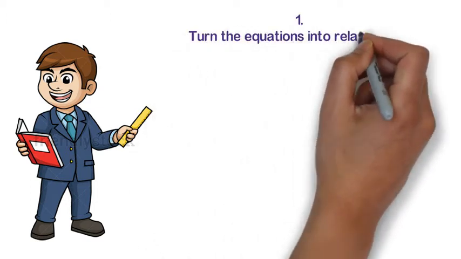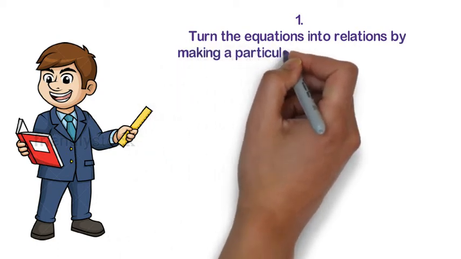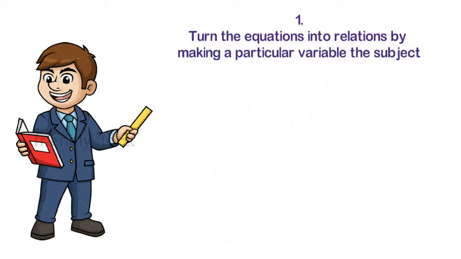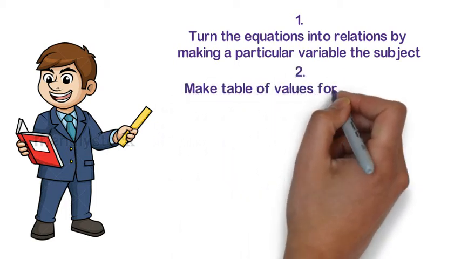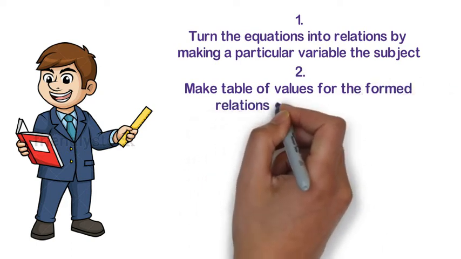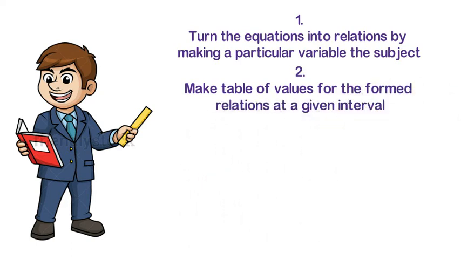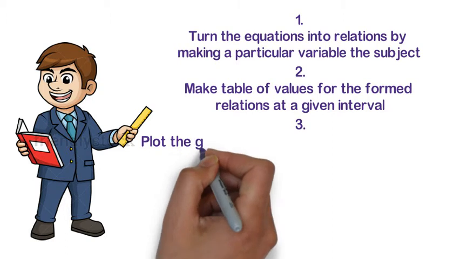This method allows you to follow the steps below. First of all, turn the equation into relations by making a particular variable the subject of the formula. Most often, the variable y is considered due to the formation of the axis of the graph, where y is considered to be vertical, otherwise dependent on x. Secondly, we have to make a table of values for the formed relations at a given interval, or you choose a range of x for yourself, which most often will not be given to you. You have to make the choice for yourself.